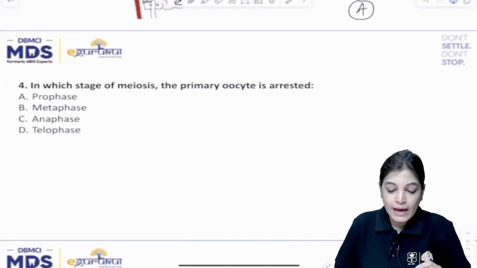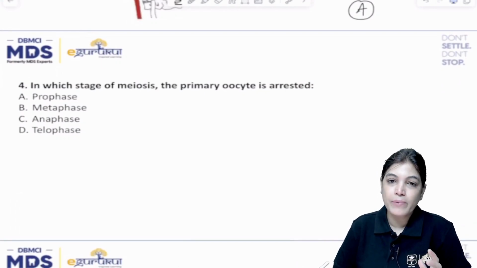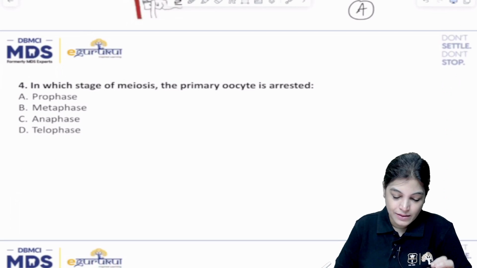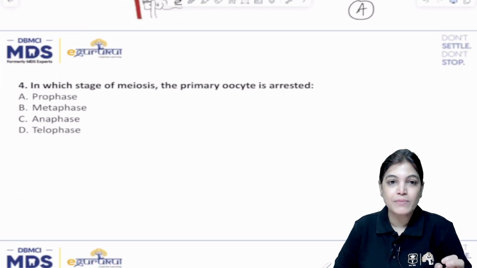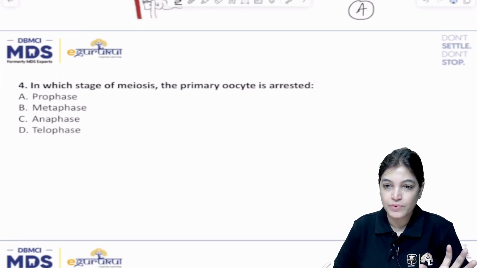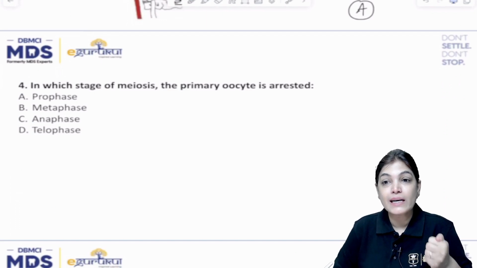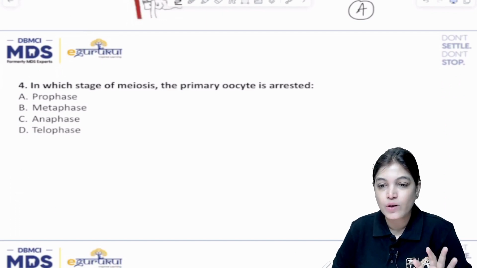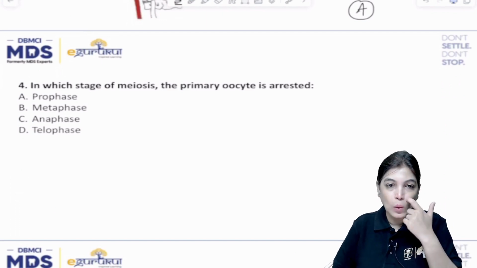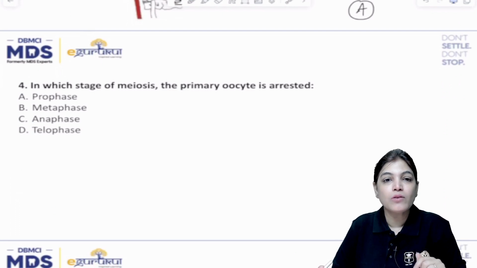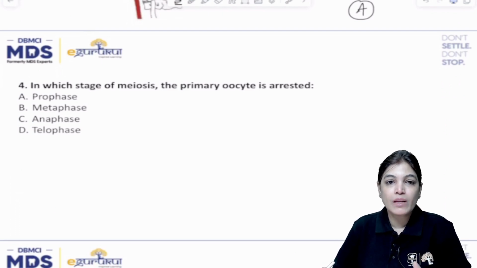Question number 4. In which stage of meiosis is the primary oocyte arrested? 4 options are there: prophase, metaphase, anaphase and telophase. Okay, 4 options. You have to mark the right answer. Which is the stage of meiosis where the primary oocyte remains arrested? Okay, this is what we have to know. So exactly, in brief we will talk about the stages of meiosis.